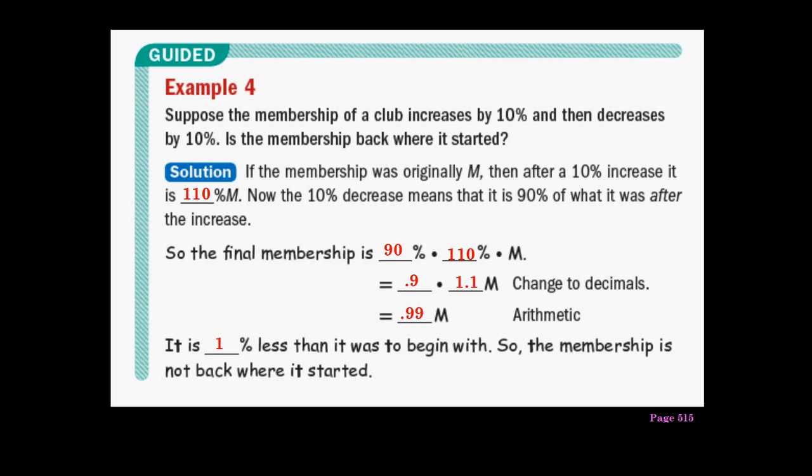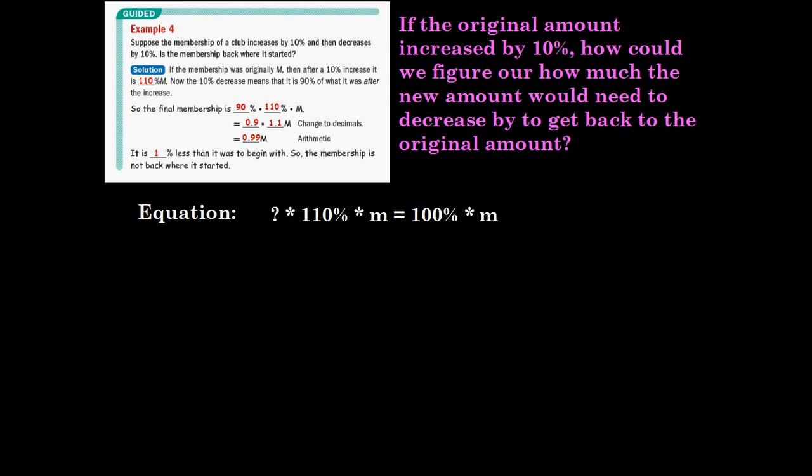So the same as 99% of M, and that's 1% less than what it was to begin with, because what it was to begin with was 100% of M. 100% meaning equal to that original price, 100%, the whole amount. So the next thing we want to do is we want to find out, well, how much would we need to decrease it by to get back to the original amount?